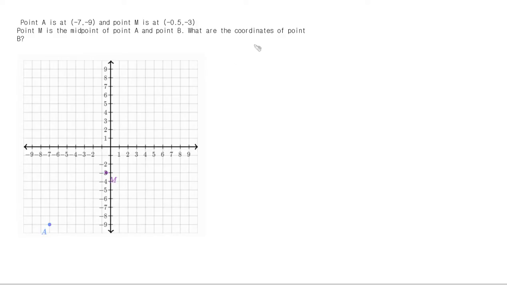I'm just reminding you guys, if there are two numbers, 1 and 2, and you want to find the middle number, we can add them and divide by 2. That is 3 divided by 2, which is 1.5. This is the same way as finding the average.